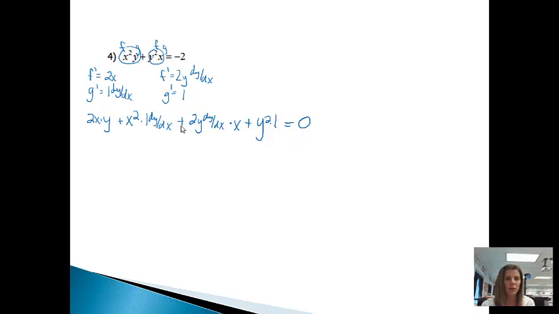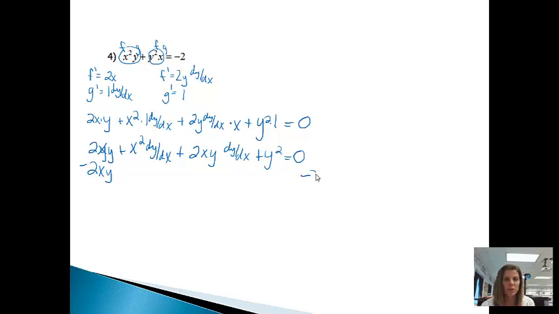Okay, before I do anything else, I'm going to clean this up a little bit. This is actually going to be 2xy plus x squared dy/dx plus, when I have 2y times x, I'm going to rewrite that as 2xy dy/dx, plus y squared times 1 is y squared, equals 0. Now I notice that I have some parts that have dy/dx's in them and some that don't, and since I would like to get dy/dx by itself, I'm going to get rid of everything that does not contain a dy/dx. So I'm going to subtract 2xy from both sides, and then I'm also going to subtract y squared from both sides.